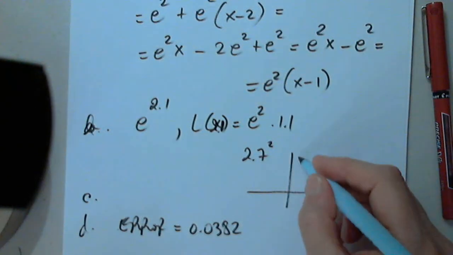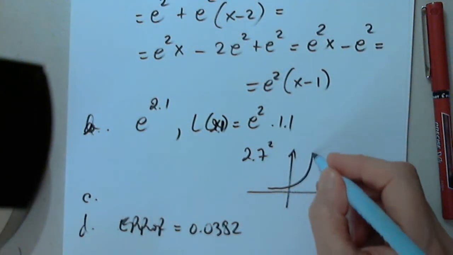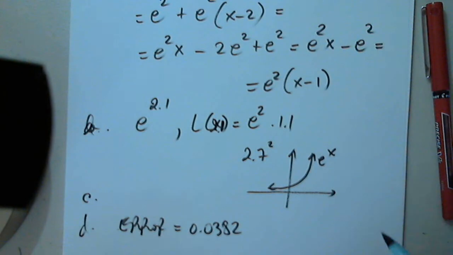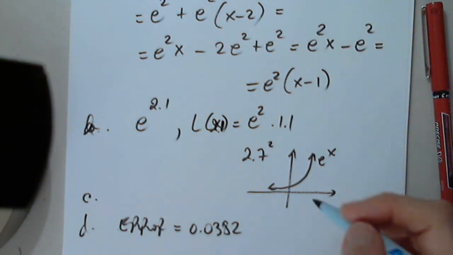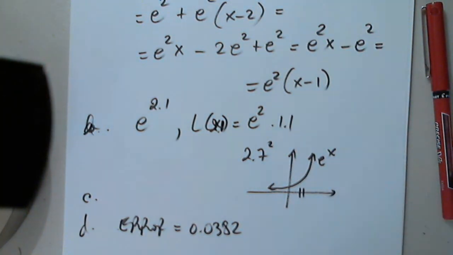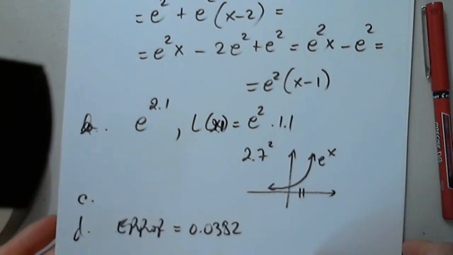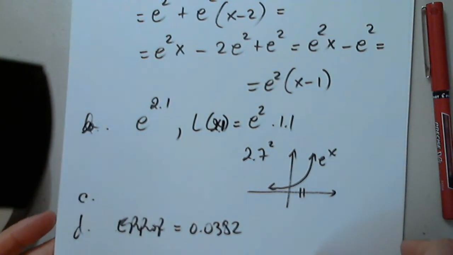The fastest growing function. So the difference between 2 and 2.1 will be much bigger than the difference between 2 and 2.1 in x squared. That's all we were asked to determine here. Any questions?